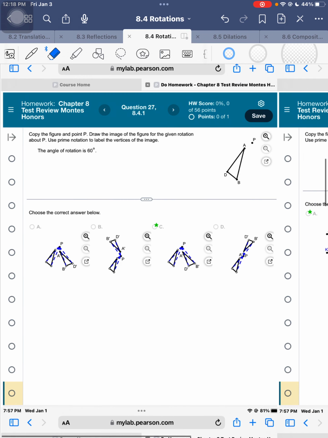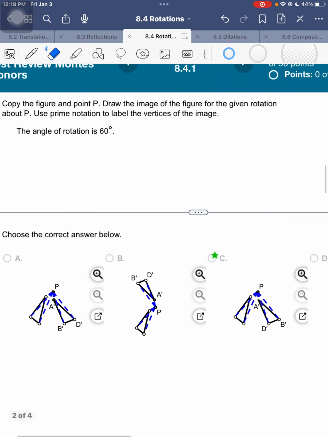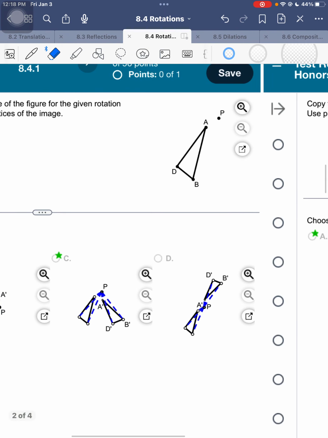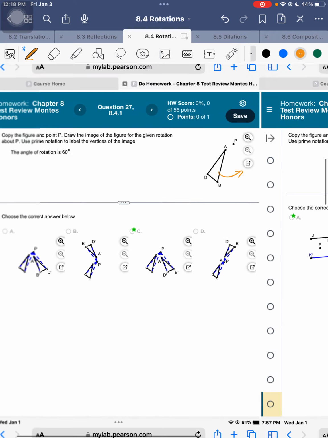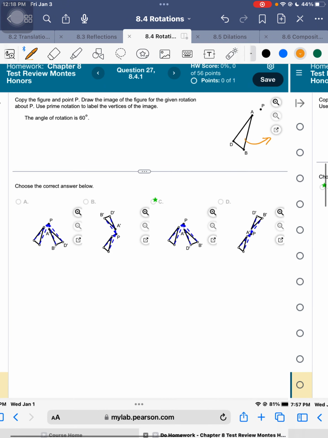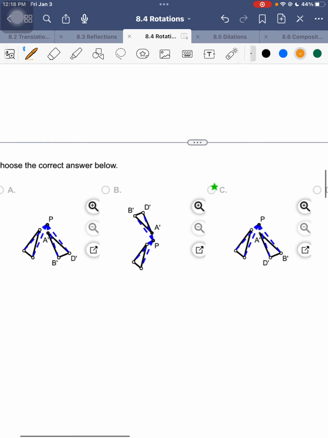Copy the figure and point P. Draw the image of the figure for the given rotation about P. So the angle of rotation is 60 degrees. So we're going to move 60 degrees this way. Whoops. Sorry. Nope. Counterclockwise. This way. I apologize. So we know that my new figure needs to be A prime, D prime, and B prime.